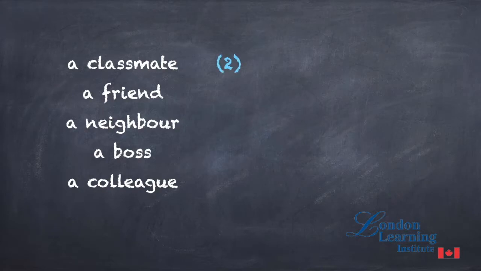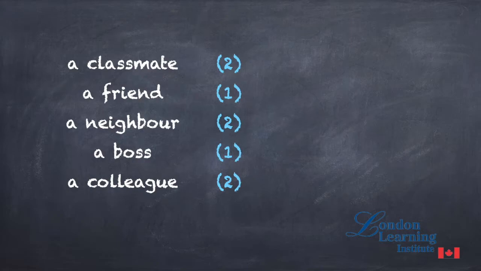What about the word friend? 1 syllable in friend. Neighbor. Neighbor has 2. And what about the word boss? Boss just has 1. That's an easy one because it only has 1 vowel, so it can only have 1 syllable. Now what about the word colleague? Colleague. That might have been a little tricky because it's a longer word and it has lots of vowels, but it only has 2 syllables.